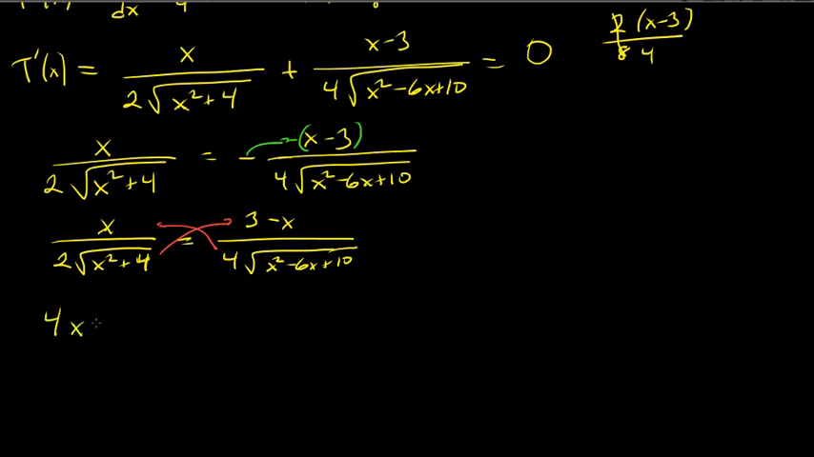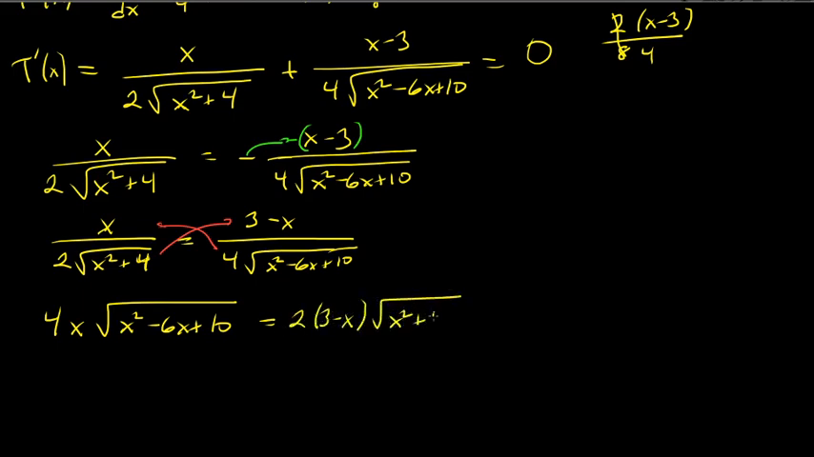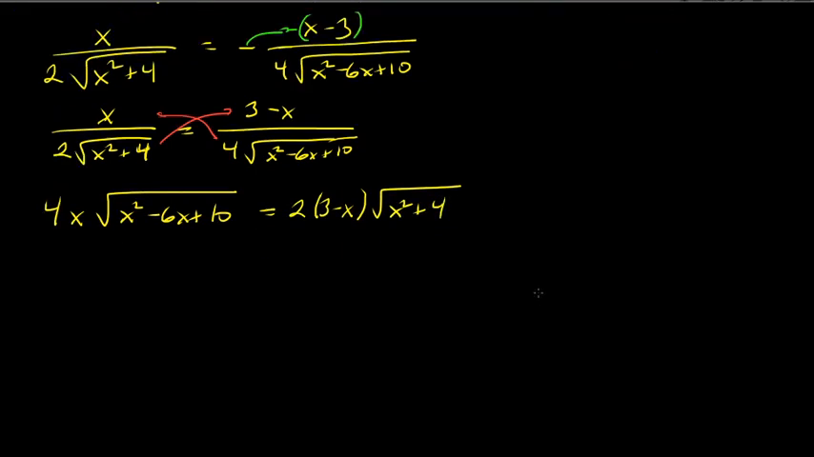4x times the square root of x squared minus 6x plus 10 equals, let's see, 2 times 3 minus x times the square root of x squared plus 4. Okay. Now, does that make this any easier? Doesn't look like it, right? This is not a simple equation to solve. In fact, I would say this is pretty tough, right?